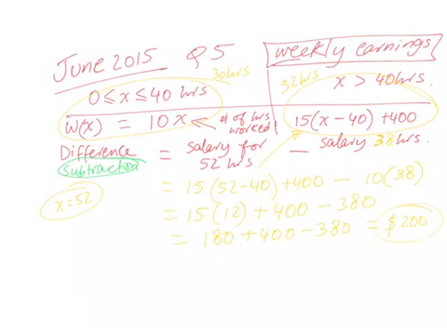That's our first answer. So if the person works 52 hours versus 38 hours, the difference in salary is $200. Okay, then the next question, they're asking you for the second part. I'm going to erase this so that we get some space to work with.